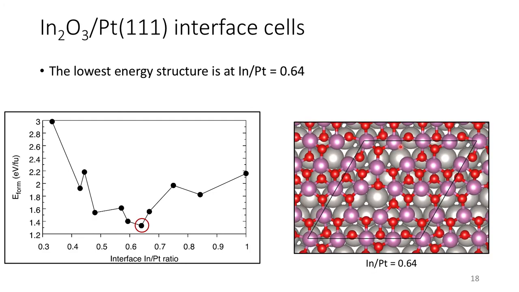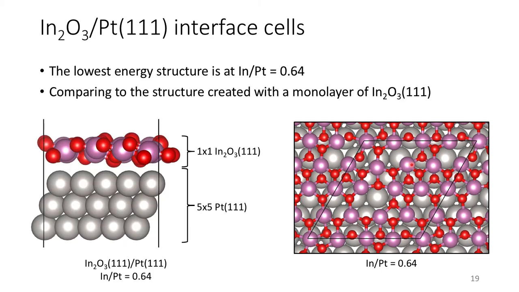So now we can take a look at the structure. We can note that it includes indium atoms with differing oxygen coordination environments, or different coordination environments of oxygen atoms around the indium atoms. And if you remember from earlier in the presentation, I said that this was a key feature of the lowest energy In2O3 termination, the 111 surface.